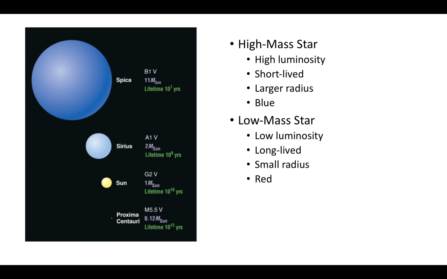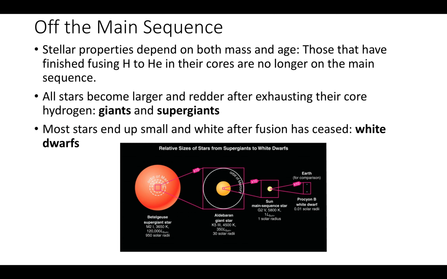So high mass stars have high luminosities. They're short-lived, have larger radiuses, and are blue in color. Low mass stars have low luminosities. They live longer. They have a smaller radius and tend to be red or yellow in color.